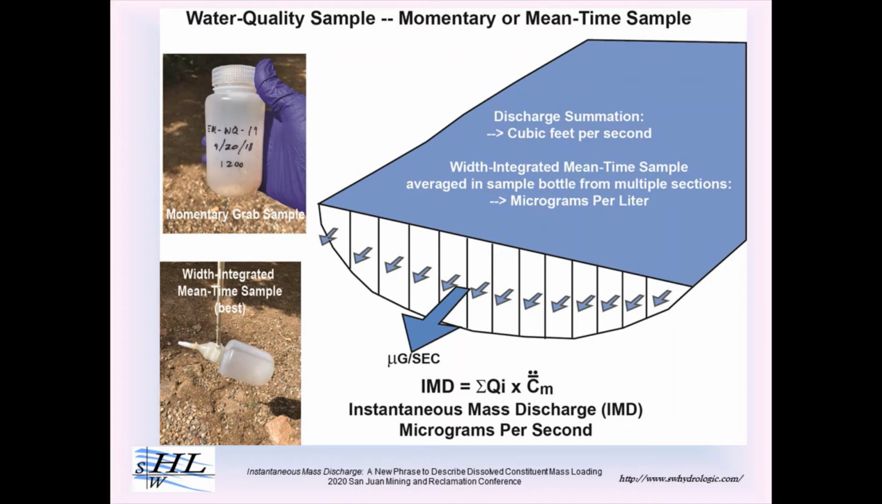The discharge is summarized in cubic feet per second. The width integrated mean time sample, which is averaged within the sample bottle, is expressed in micrograms per liter. IMD results in micrograms per second. And think about micrograms per second coming across this stream section.